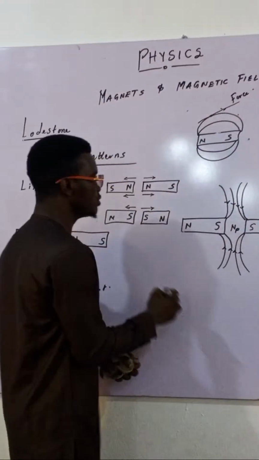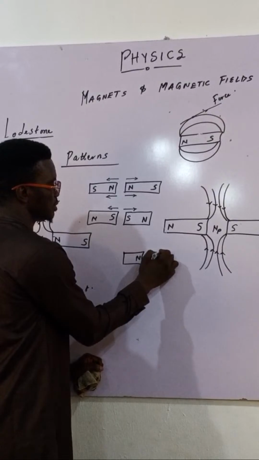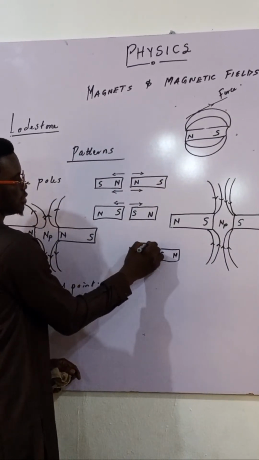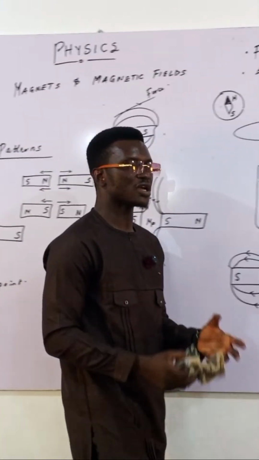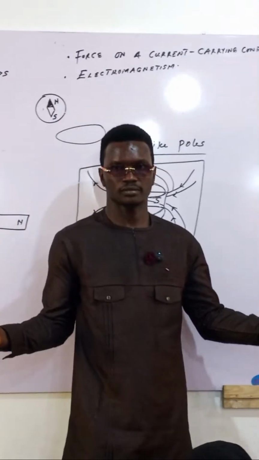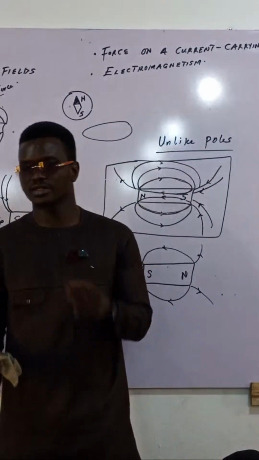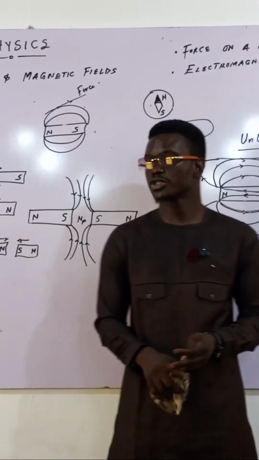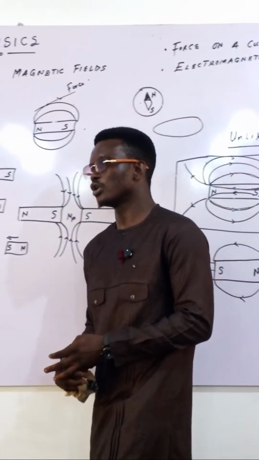But if I bring north and south together, what will happen? They will attract. So unlike poles attract, like poles repel. We say poles when we're talking about magnets, while we say charges when we're talking about electricity.